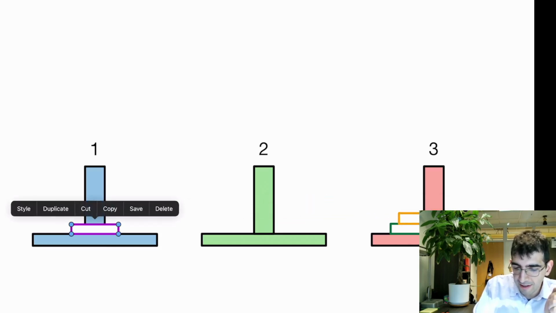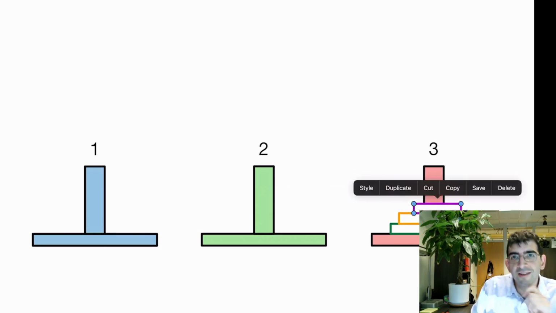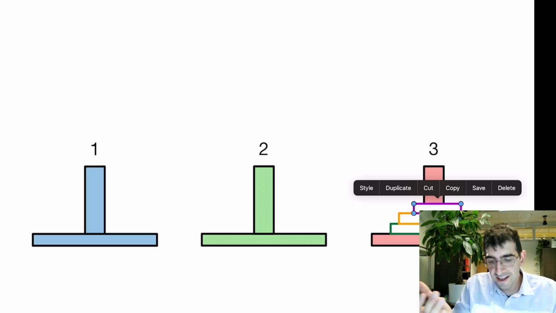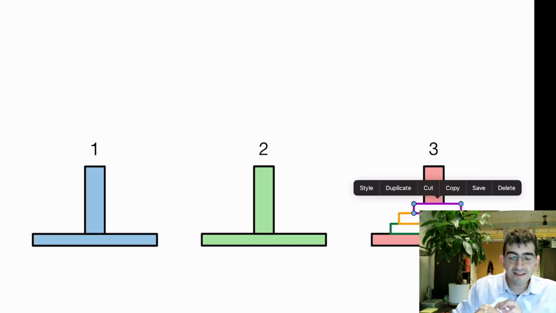And then finally, I can move the smallest disc on top. Okay, so if you have 3 discs, it definitely is possible to move them from any tower, assuming you have 3 pegs. Okay, so that's the Tower of Hanoi problem.